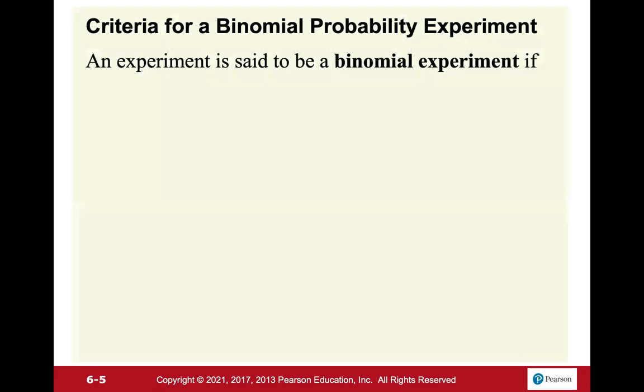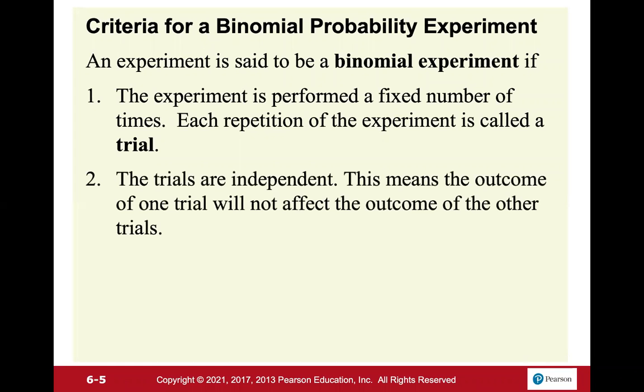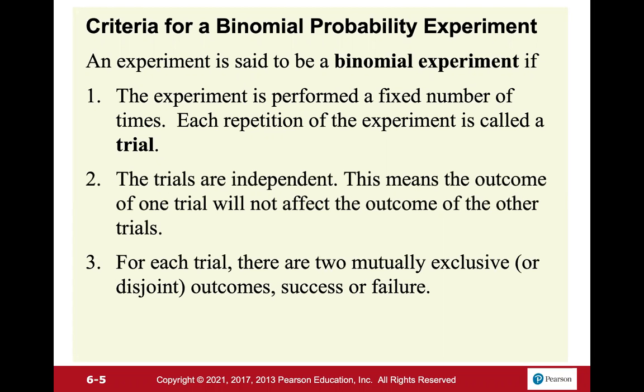Now, criteria for a binomial probability experiment. One, an experiment is said to be a binomial experiment if the experiment is performed a fixed number of times. Each repetition of the experiment is called a trial. Two, the trials are independent. This means that the outcome of one trial will not affect the outcome of another trial. And three, for each trial, there are two mutually exclusive or disjoint outcomes, either success or failure.